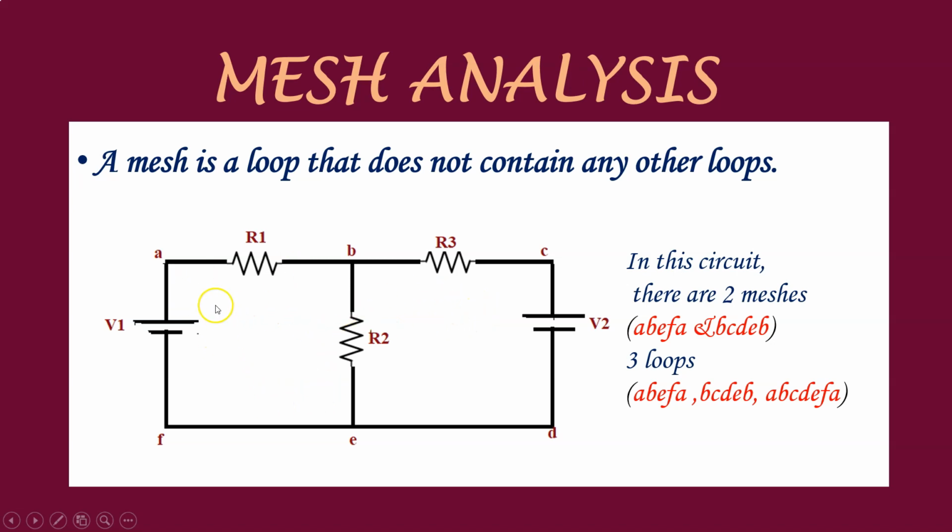That is, A, B, E, F, A is one loop, and the second loop will be B, C, D, E, B, and the third loop will be the outer branch, that is A, B, C, D, E, F, A. We will not be considering R2. So that will be the third loop. The third loop is not considered as a mesh. So that's what they have mentioned here: a mesh is a loop that does not contain any other loops.